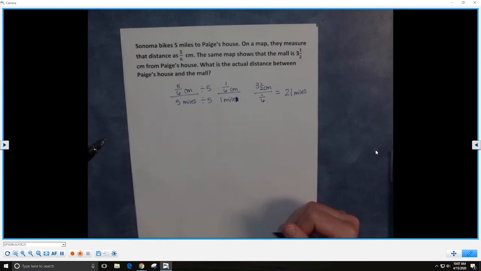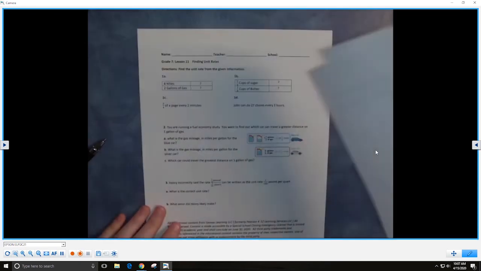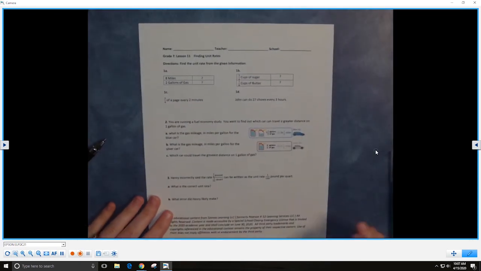Okay, great work, 7th grade. Today we reviewed how to find unit rates with ratios of fractions and use them to solve multi-step problems. You sure did a great job. After the video, you will have some problems to practice on your own.